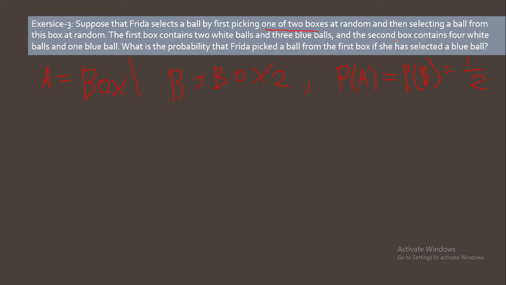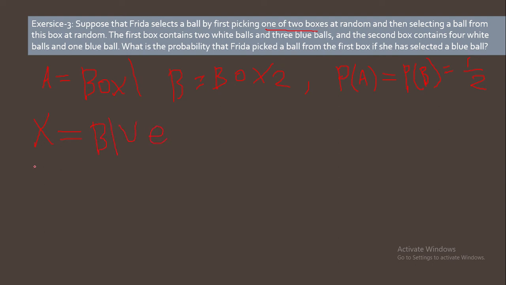So we need to find the probability that Frida picked a ball from the first box if she has selected a blue ball. That means we know that Frida has selected a blue ball. Now what's the probability that this blue ball came from box 1 or the first box? So let's assume that x equal to blue ball.